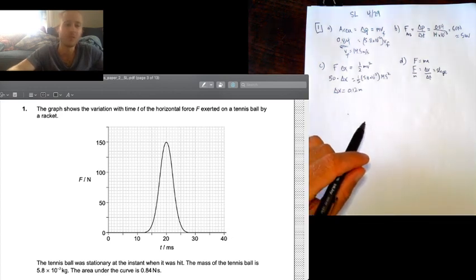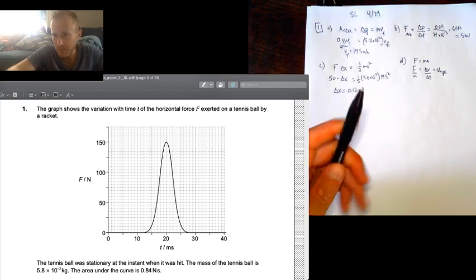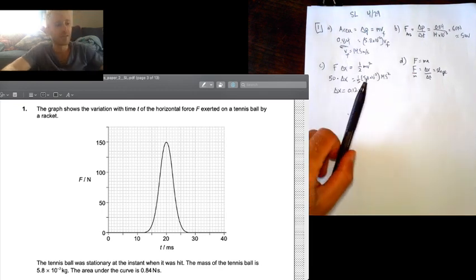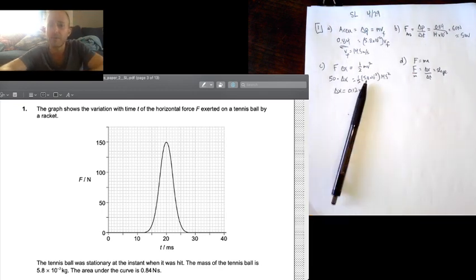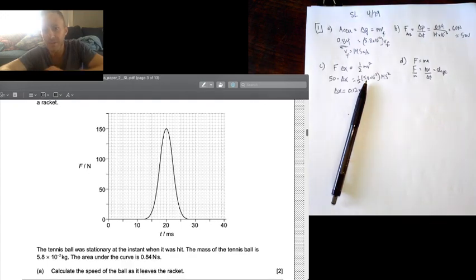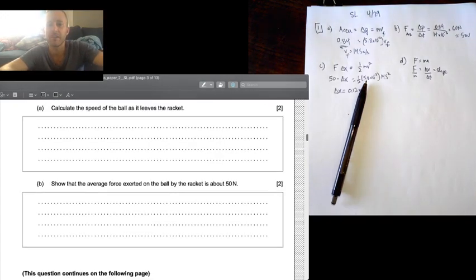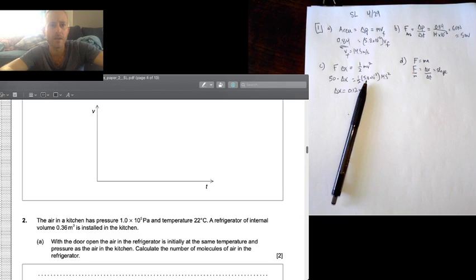So basically what we want to do is graph sort of the integral of this, if you will. And so I would graph something that kind of looks like this.